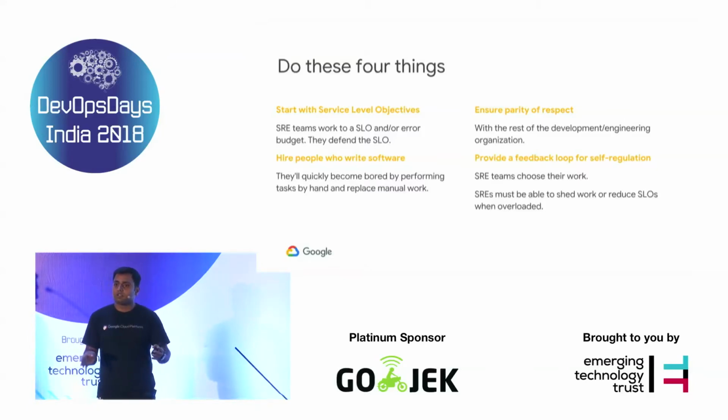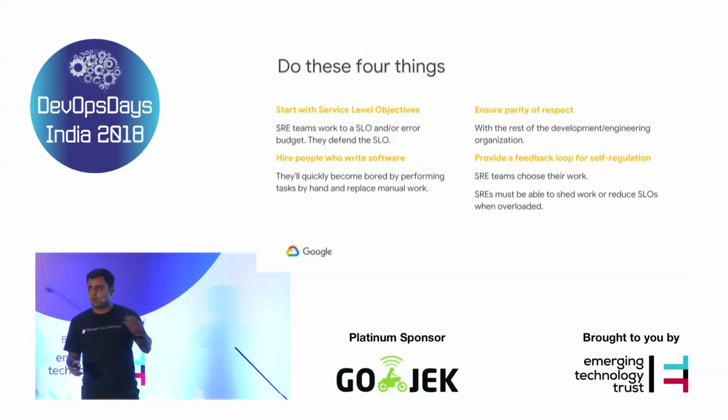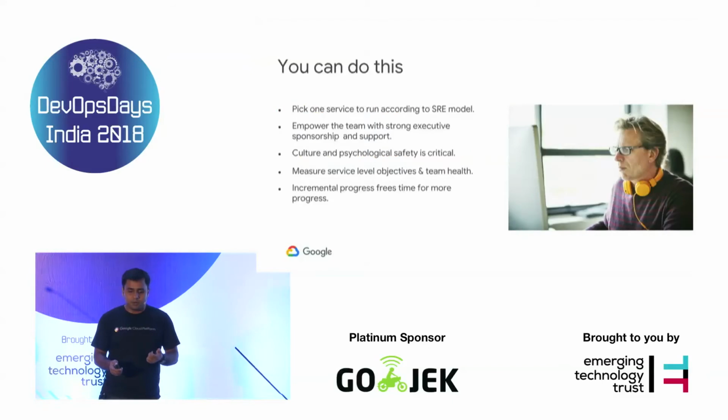Make sure the operations and the development teams are treated equally, and have that feedback loop within your organization. So, for example, if there is a service which an SRE team is responsible for managing, and the product team isn't responding back to them, SREs can choose to drop that service and not manage it, and then go ahead with the next service. So have that culture within your organization and have them empowered.